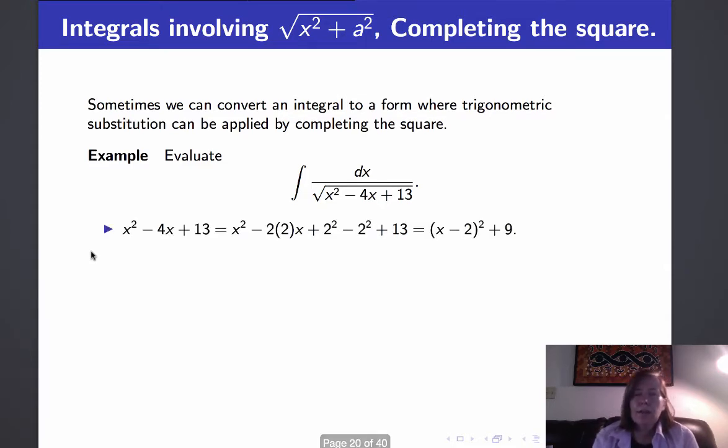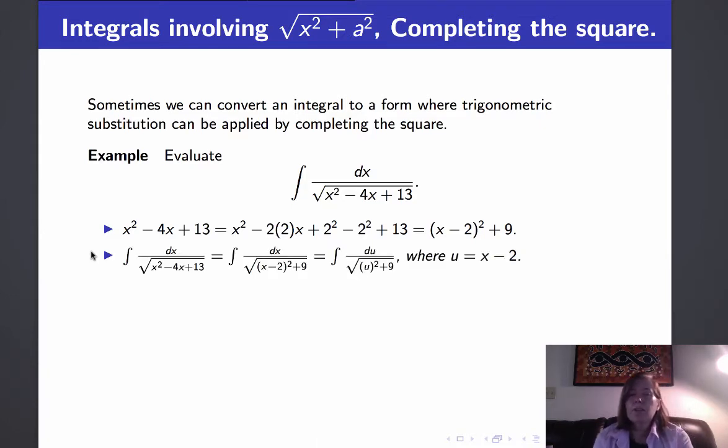So for our quadratic, to complete the square, we take half the middle term and square it, and we add it to the quadratic and subtract it again so that the quadratic remains the same. So x squared minus 4x plus 13 is x squared minus 4x plus 2 squared minus 2 squared plus 13. And now that x squared minus 2 times 2 by x plus 2 squared is just x minus 2 squared. And we can convert this quadratic to x minus 2 squared plus 9.